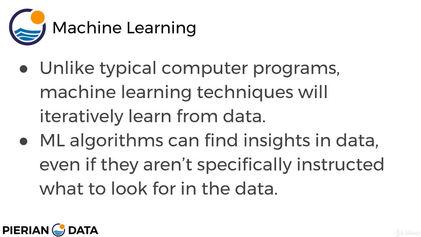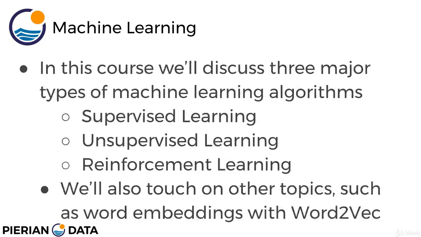Unlike typical computer programs, machine learning techniques will iteratively learn from data. That is to say, machine learning algorithms can actually find insights in data, even if they aren't specifically instructed what to look for in that data. And that's what separates a machine learning algorithm from a typical computer program. You're just giving the machine learning algorithm a set of rules to follow instead of actually telling it what to look for. It will find the insights on its own.